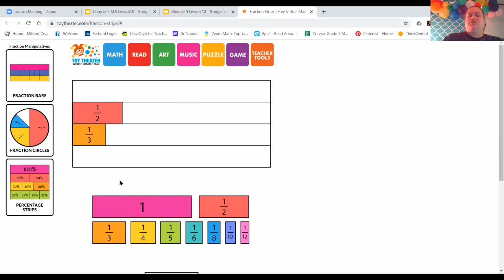Do you notice a pattern? Actually, I put this one up here too. Are we noticing a pattern as our denominators get bigger? What's going on with the size of our pieces? Let me put a fourth up there. Do we notice that the bigger the denominator, something is happening to our pieces? Well, the bigger the denominator, the smaller the piece.